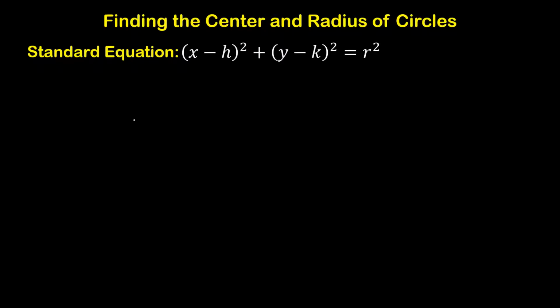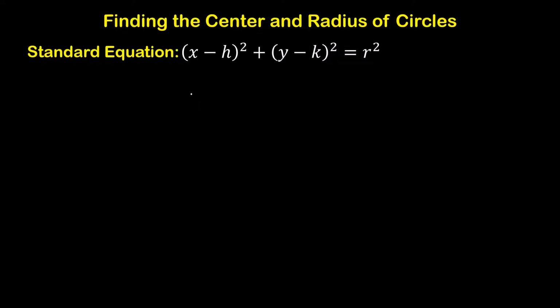In this lesson, we are going to learn how to find the center and radius of the circles. Now, in finding the center and radius of the circles, you need to know the standard equation of the circle. The standard equation of the circle is the quantity (x minus h) squared plus the quantity (y minus k) squared is equal to r squared.